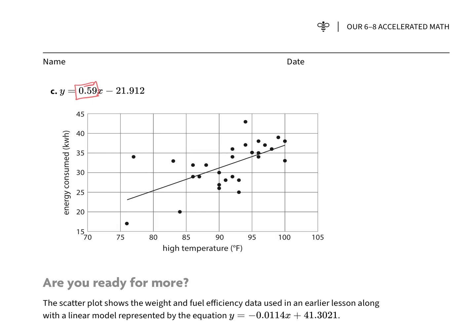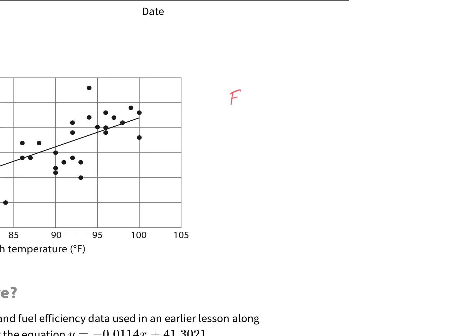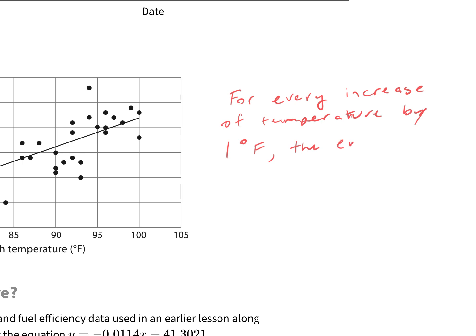Okay, and then number 3, my slope is 0.59. This time we're talking about temperature and energy consumption. So we would say for every increase of temperature by 1 degree Fahrenheit, the energy consumption increases by 0.59 kilowatt hour.